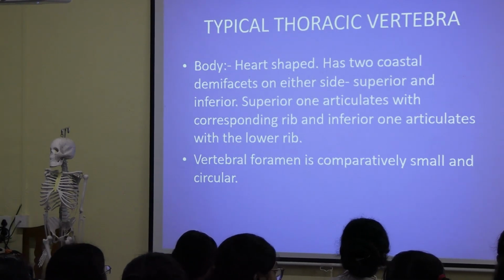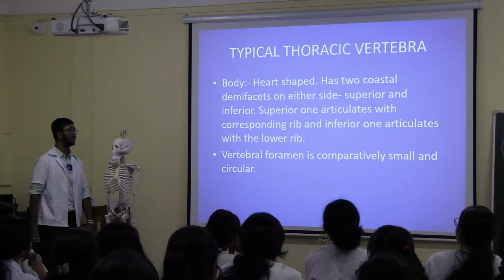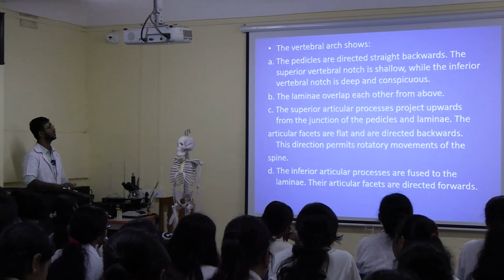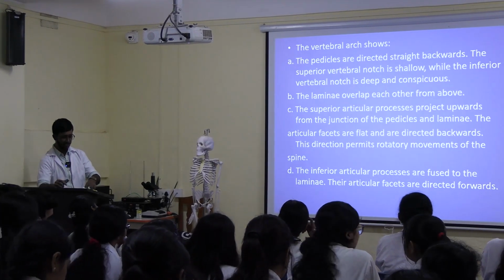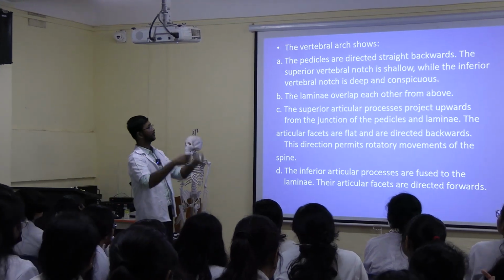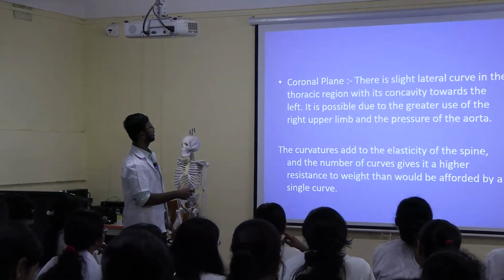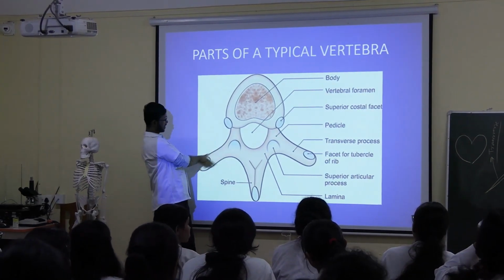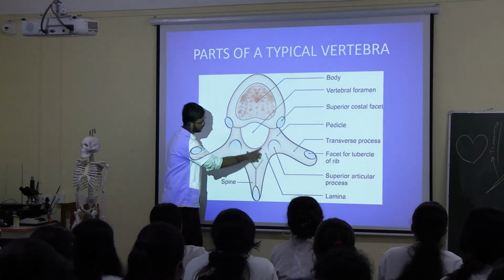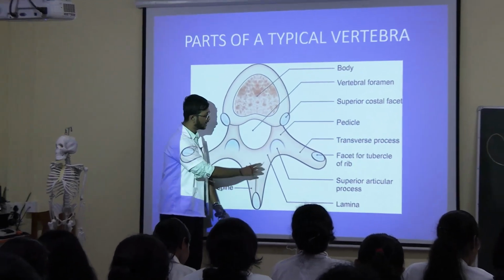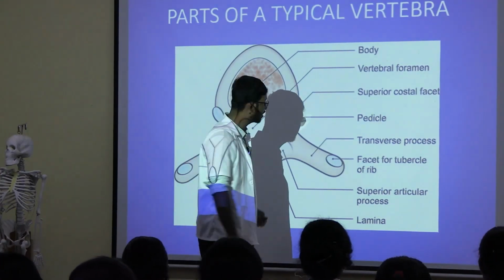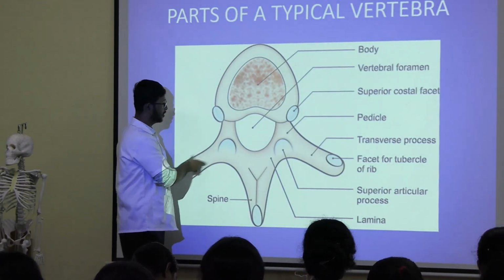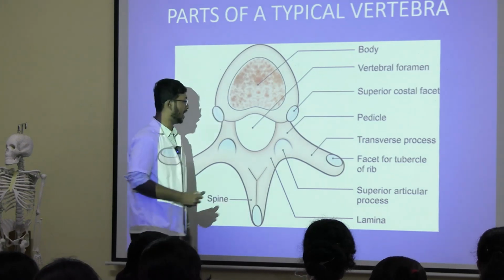Body, vertebral foramen. The vertebral foramen is comparatively smaller and circular in the thoracic vertebra. Now, there is the vertebral arch, which has already been covered. From this vertebral arch, the pedicle arises, then the transverse process, then the lamina, then the spinous process. In the thoracic vertebra, the spinous processes are placed more vertically downwards, and the transverse processes are placed straight laterally. These are certain features of the vertebral arch.